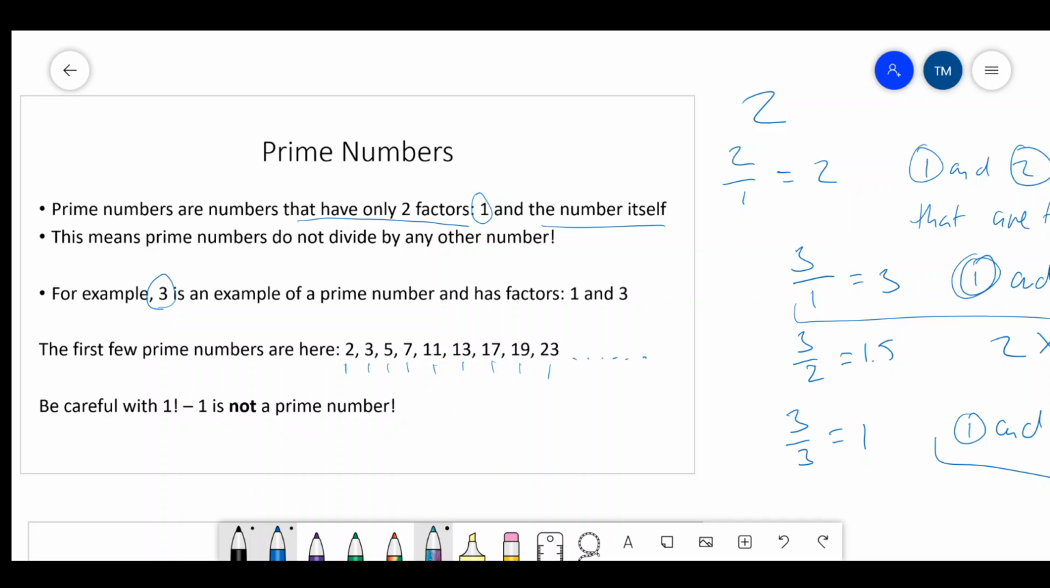The last thing to check is to be careful with 1, because 1 is not a prime number. So don't think of it as a prime number at all. It is not a prime number. The first prime number is 2.